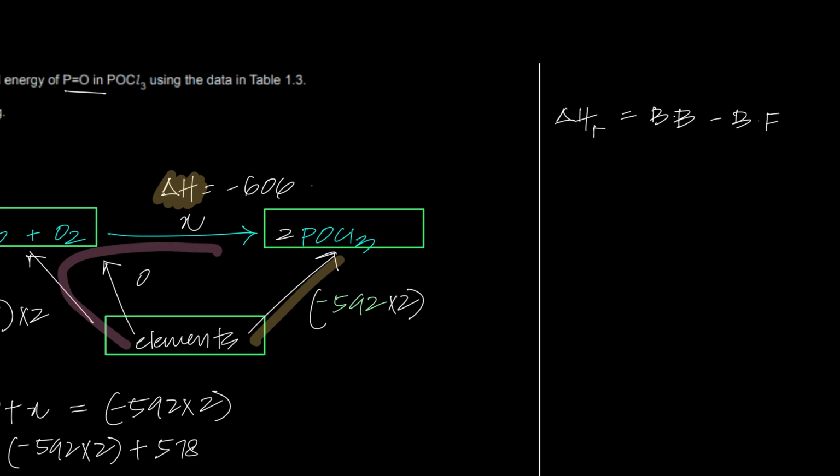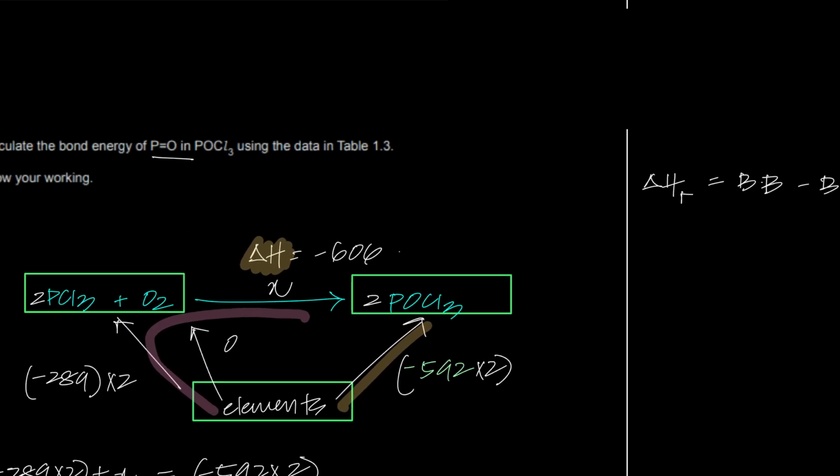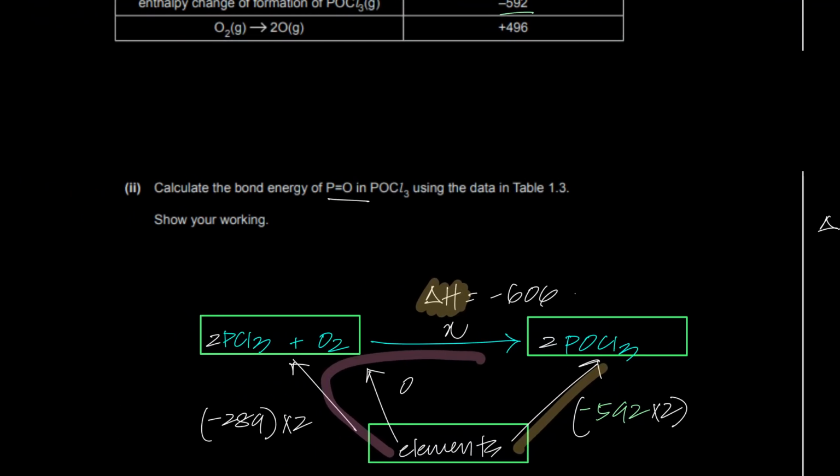And let's now start to break the bonds and start to form the bonds, because once I now look at the requirement of the question, it says find the bond energy of PO in POCl3. I have to find this fella right here. So for bond energy, I have to break bonds and form bonds to figure out bond energy, right? And before all of this, I first of all figured out the enthalpy change.